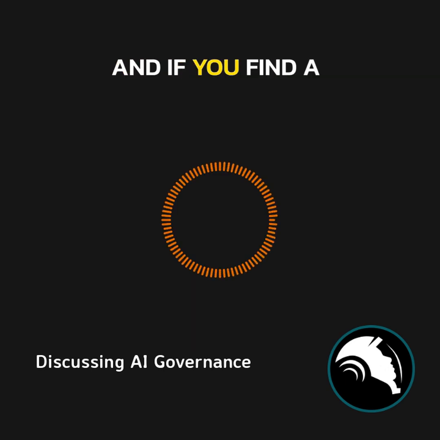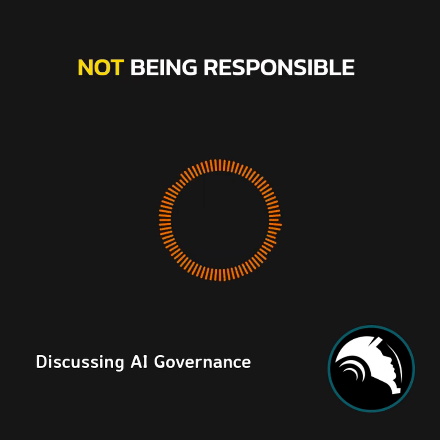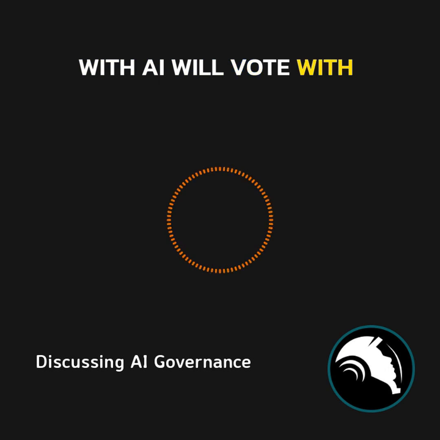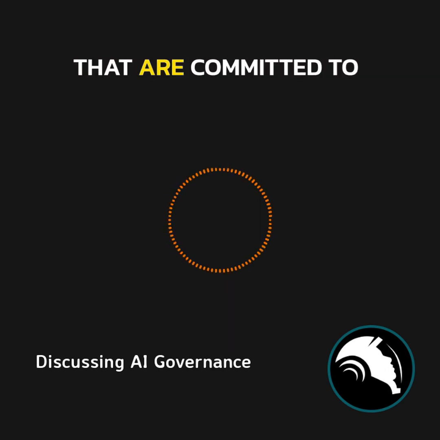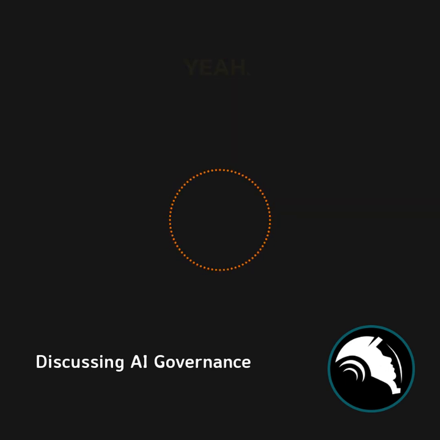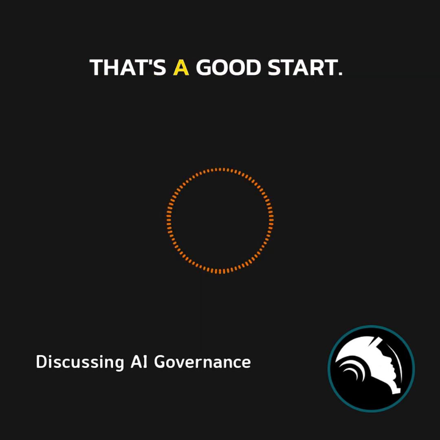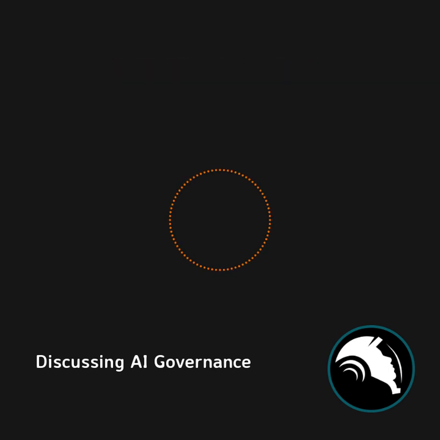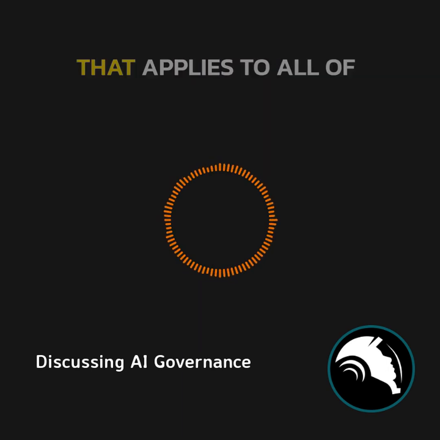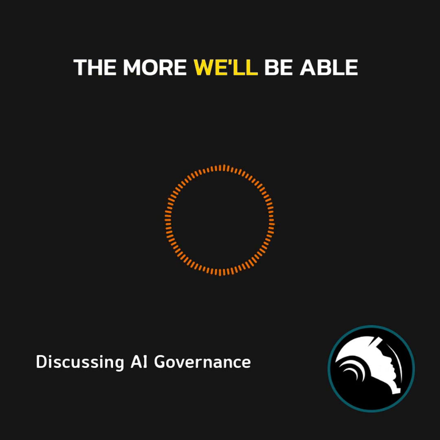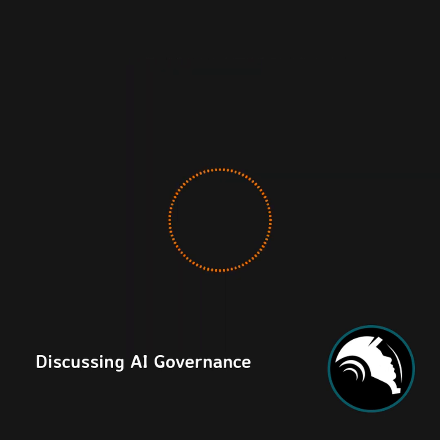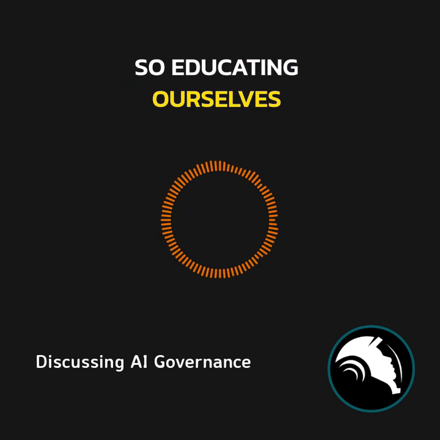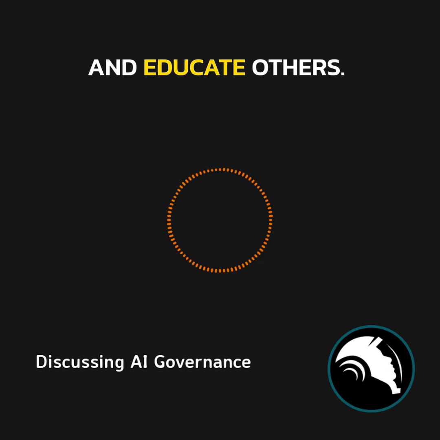What else? If you find a company that's not being responsible with AI, well, vote with your wallet. Support the companies that are committed to doing things ethically. Okay, so awareness and conscious choices, that's a good start. Anything else? Well, remember that first E in the framework? Education. Yeah, education. That applies to all of us. The more we learn about AI and how it works, the more we'll be able to have informed discussions and advocate for responsible use. So educating ourselves so we can then go out and educate others.